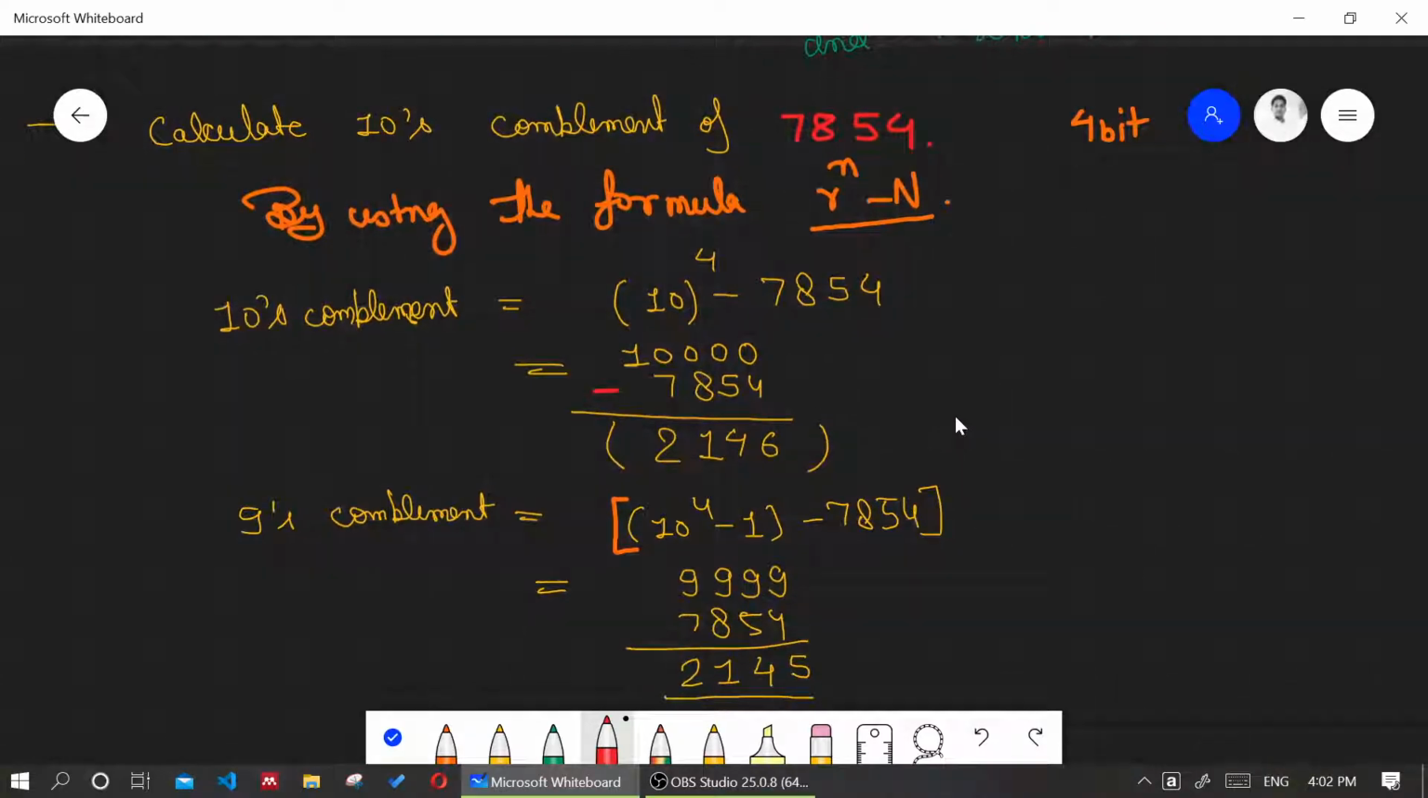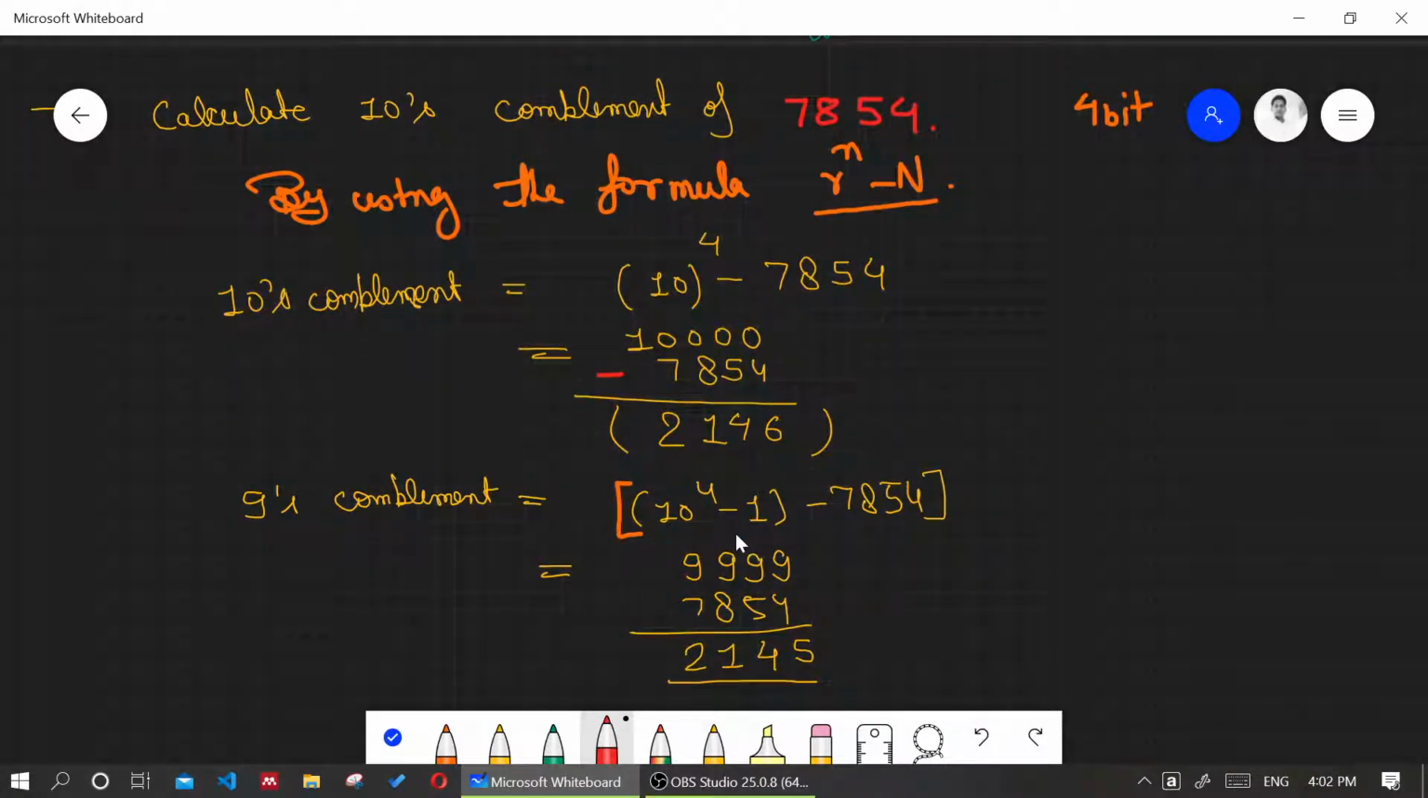Now similarly, when we calculate the nines complement, it will be 10 raised to the power 4 minus 1 minus N. So it will become 9999 minus 7854, which comes out to be 2145. Simply adding 1, you can get the tens complement. So you can see that calculating the nines complement is easier.